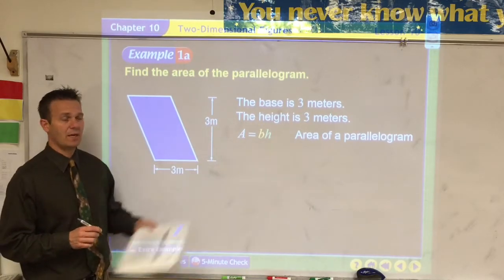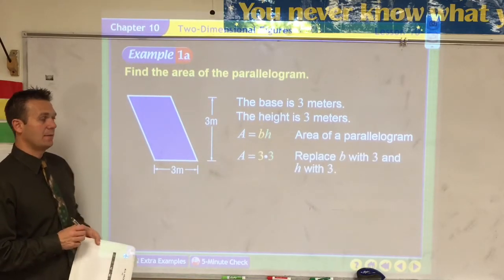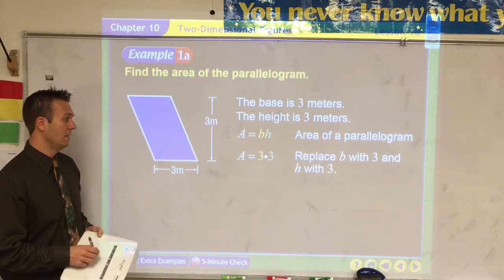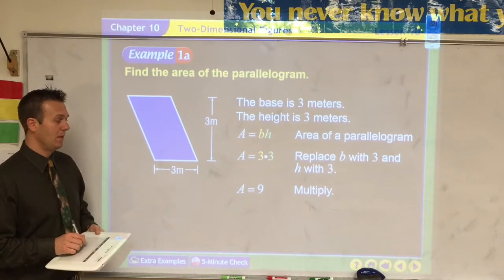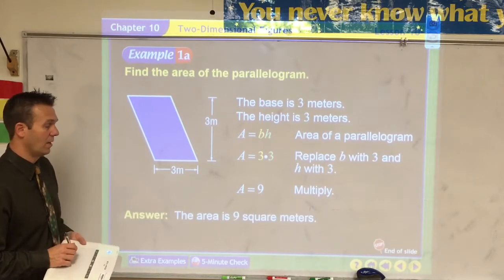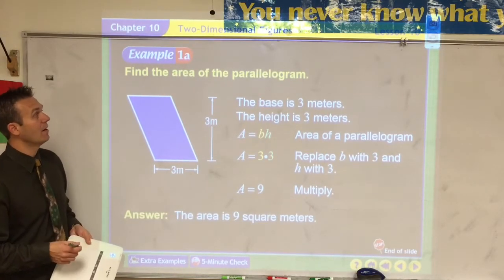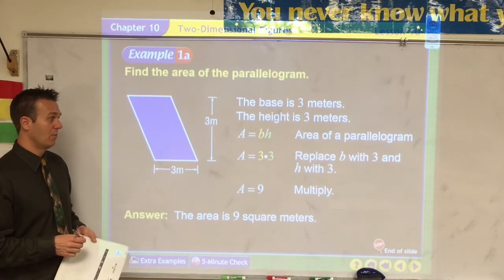And so there's your formula, area equals base times height. You substitute the two numbers in there, 3 times 3, and you get 9. And this is meters, so it's going to be 9 meters squared, or 9 square meters. So that's the area of a parallelogram formula, so make sure you write that down.